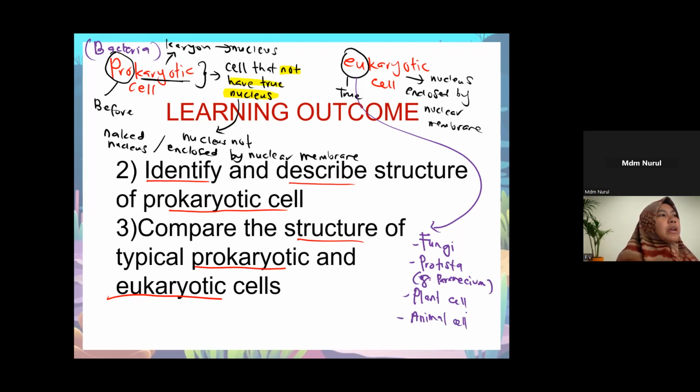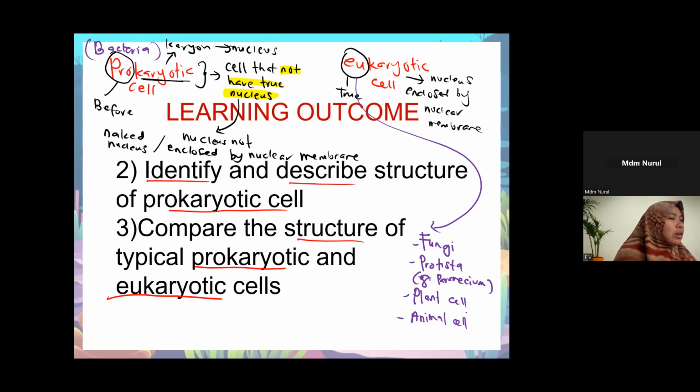Okay, remember we observed Volvox under the microscope. So Volvox tu is protista. Under category protista, Volvox tu. Okay, right. So these are the examples of prokaryotic cell and also eukaryotic cell. Okay, so this is very important. So sekarang kita tahu bacteria is prokaryote, animal cell, plant cell, blah blah blah is under eukaryote.